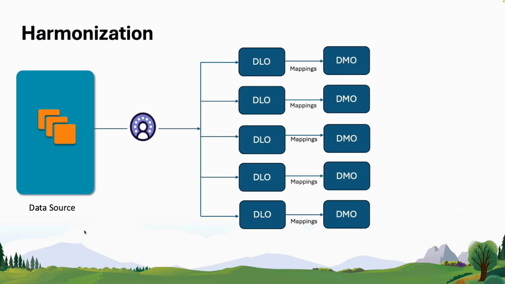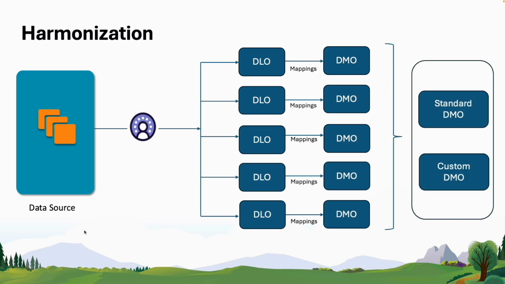Data Cloud utilizes the Customer 360 data model to ensure data consistency. The Customer 360 data model has various subject areas like party and sales order. Each subject area comprises several objects, and each object comprises attributes relevant to that object. Data model objects can be classified into two types: one is the standard data model object and the second is the custom data model object.